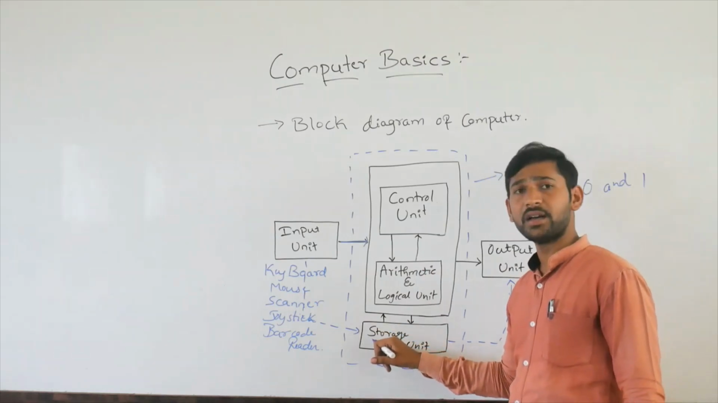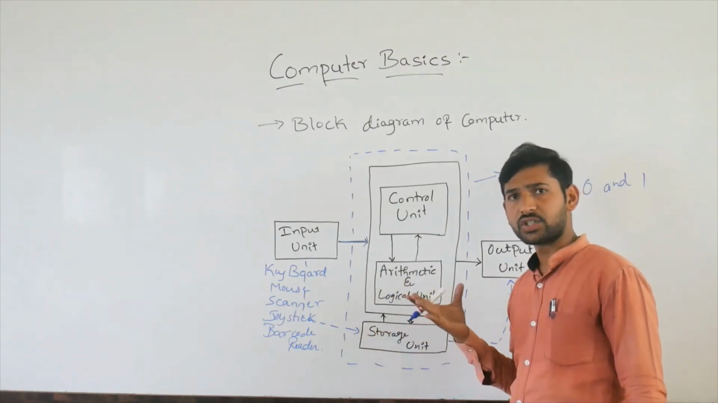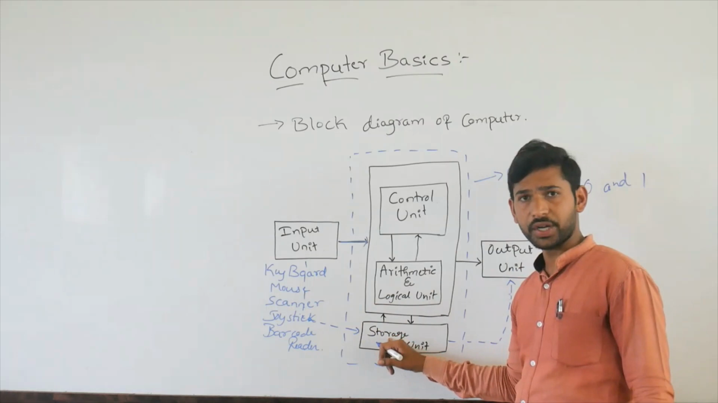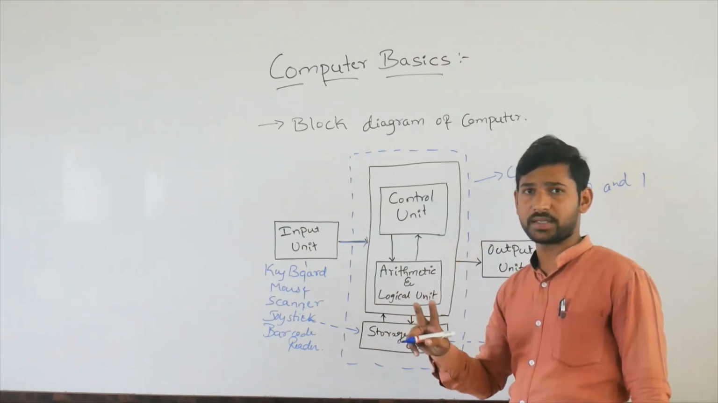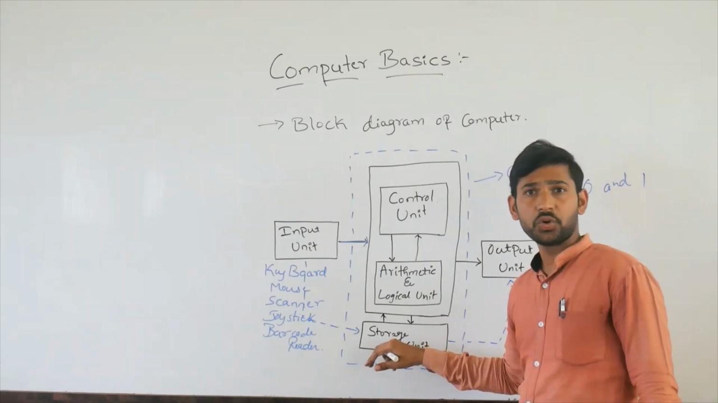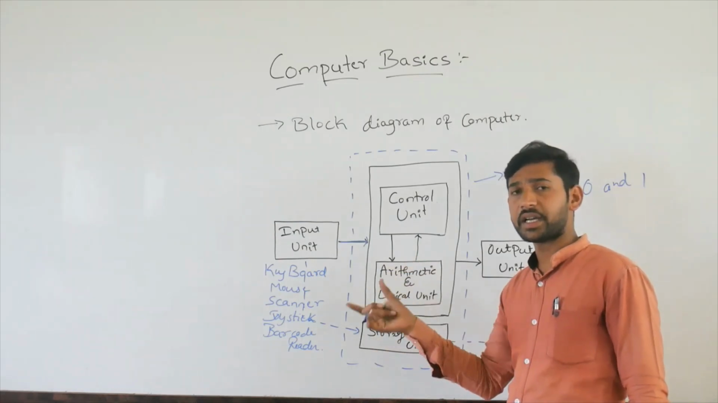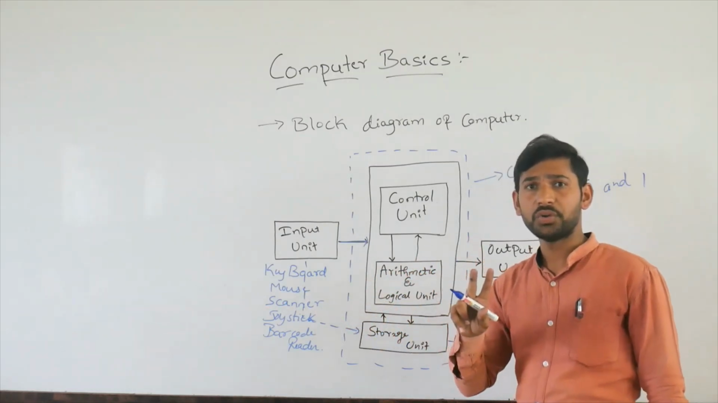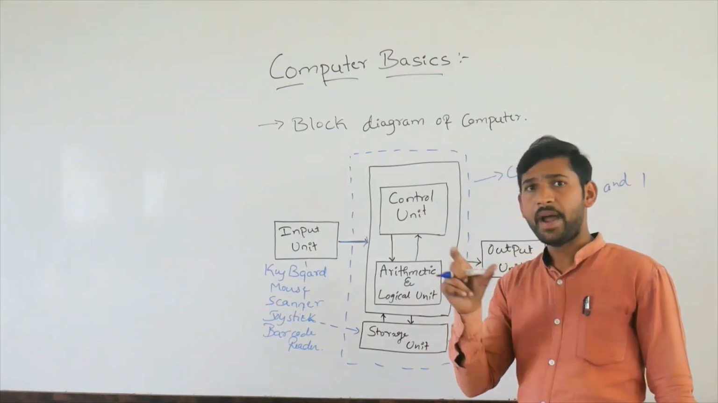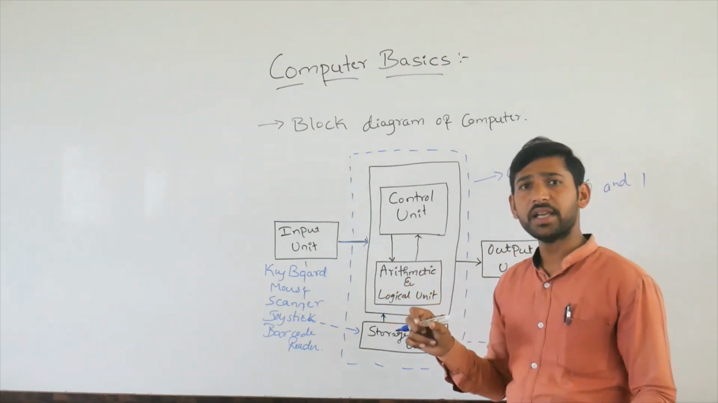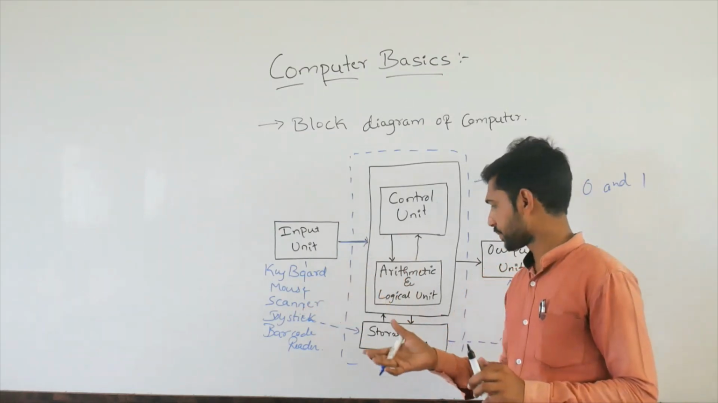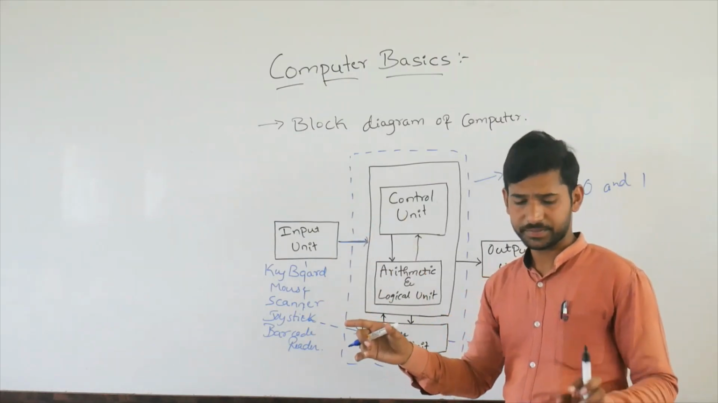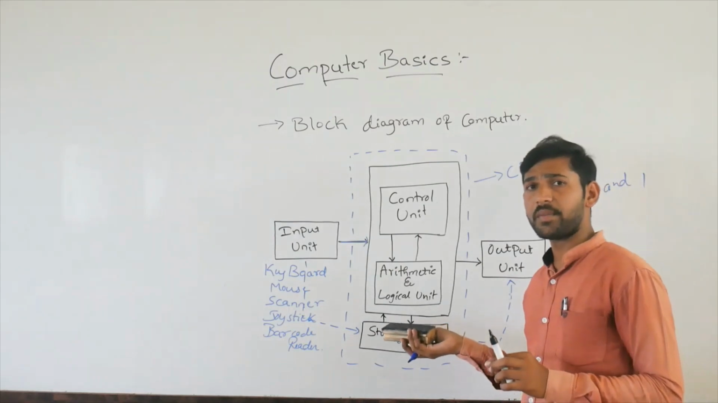Now it stores the data. Data means anything: films, songs, videos. You can directly store data to the storage unit. In the storage unit there are two parts: primary and secondary storage. Primary storage and secondary storage. In primary there are two parts: RAM and ROM, random access memory and read-only memory, which will be discussed later. Secondary memory is a permanent memory. Okay. This is the block diagram of the computer.